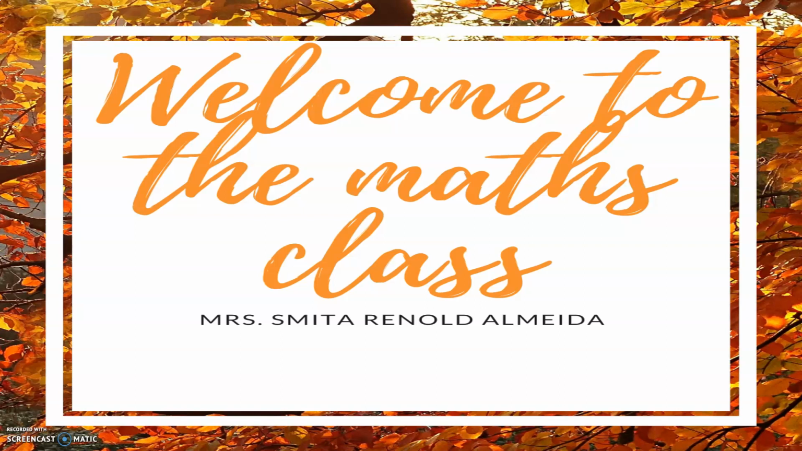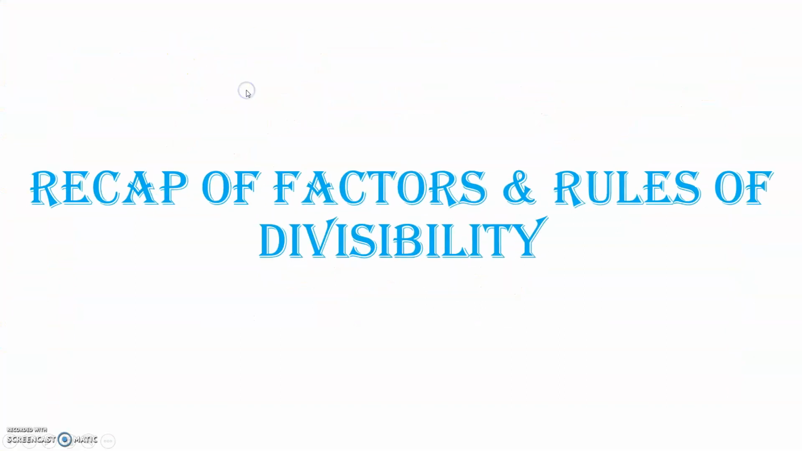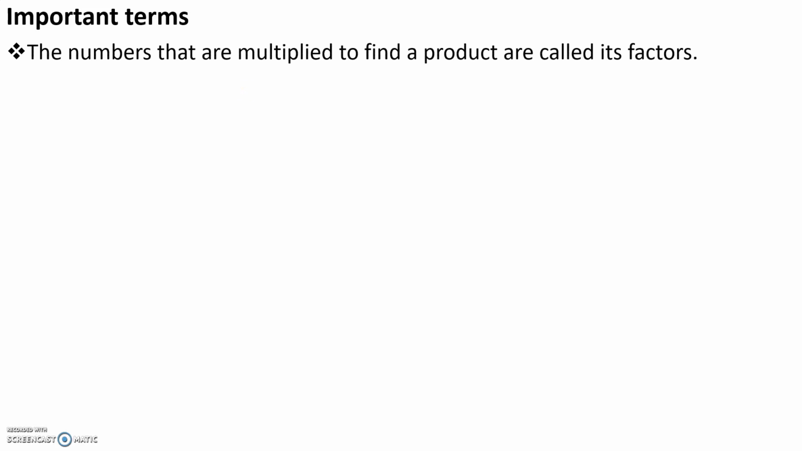Yesterday we learned about HCF. Before that we learned what factors are and what the rules of divisibility are. So this is just a recap of factors and rules of divisibility. So what are the important terms?